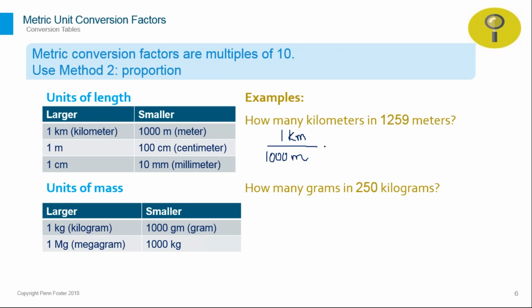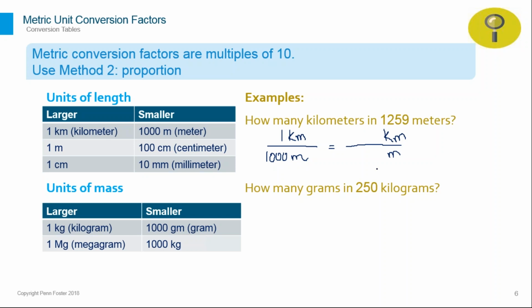Remember that proportion is two equal fractions. So we have one, and the other would be the information given in the question. I'm trying to figure out how many kilometers in 1,259 meters. And remember also, with a proportion, we have to be consistent with the order. So we have a kilometer and meter. So we have to keep the same order, kilometer and meter. So always kilometer will be on the top and meter will be on the bottom.